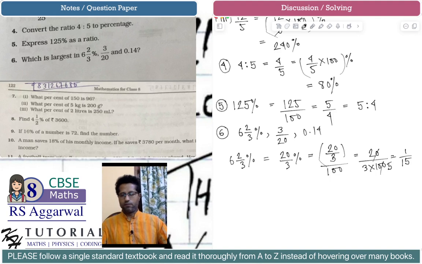Now 1 by 15 is the fraction. We have to convert it into a decimal.